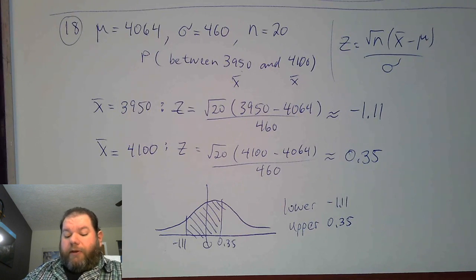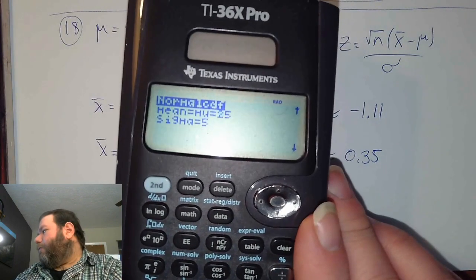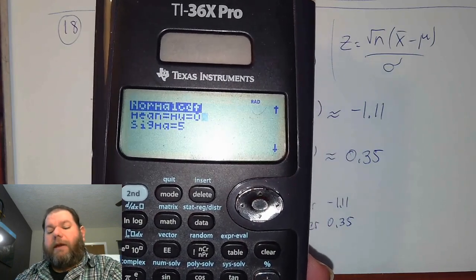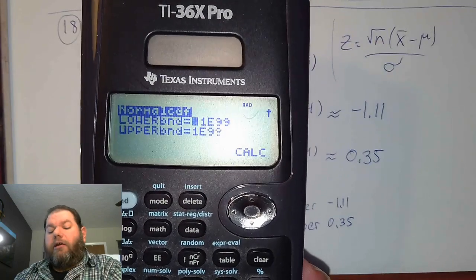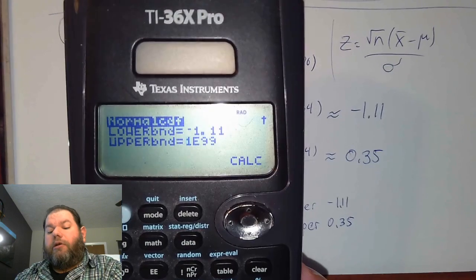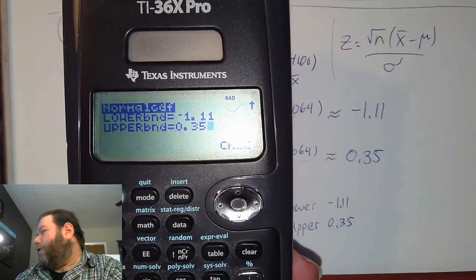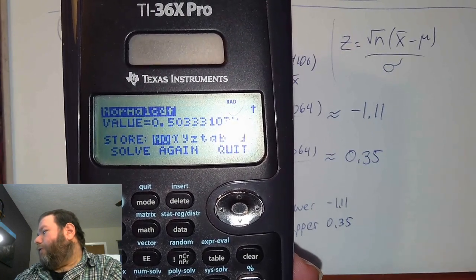Alright, so we do normal CDF. Now, after we did problem 17, notice our mean and our sigma changed. We want this back to be 0 and 1, so make sure we fix that. And then we have negative 1.11 for our lower and positive 0.35 for the upper. Calculate. So we get 0.5033.